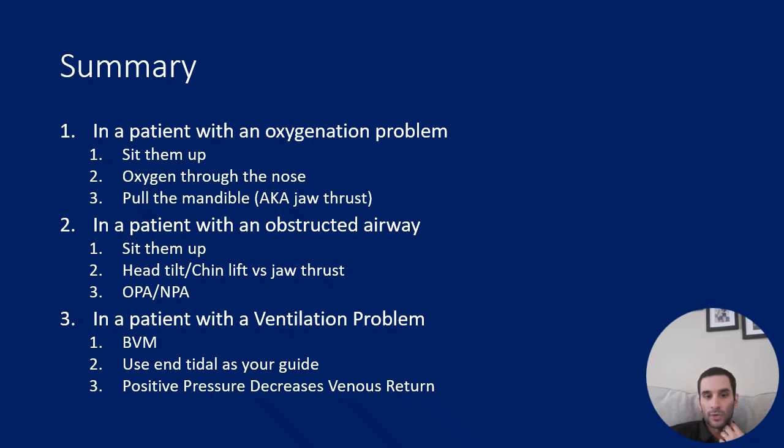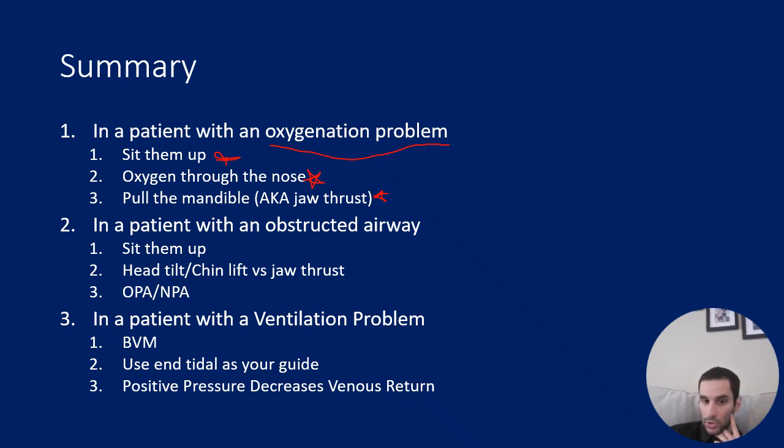So let's summarize what we've talked about so far. If your patient has a problem with oxygenation, meaning they can't get enough oxygen in, they have a low pulse oximetry, sit them up, put O2 in the nose, and remember you can run high flow rates, even up to 25 liters per minute for short times in a critical situation, and pull the mandible forward, aka jaw thrust.